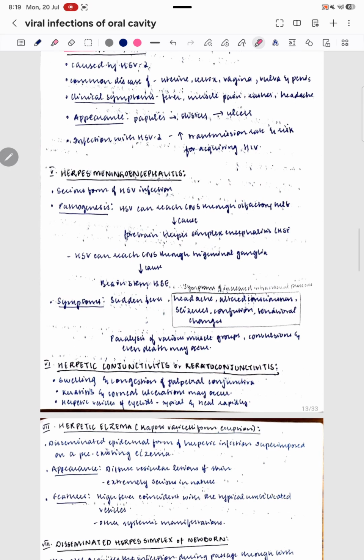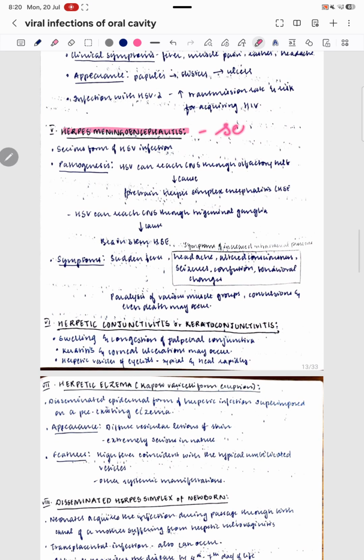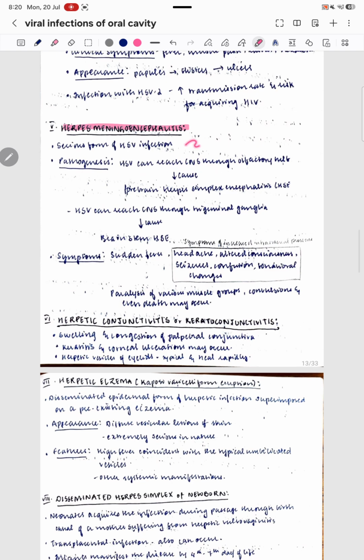Now coming to something called as herpes meningoencephalitis. What is this now? It is a serious form of HSV infection. Okay, so this is a serious form of HSV infection, of which pathogenesis is HSV can reach the CNS. Okay, this is obviously something that is affecting the brain or the CNS. Meningoencephalitis is the infection of the meninges. Okay, so HSV can reach the CNS through the olfactory and cause the forebrain herpes simplex encephalitis.